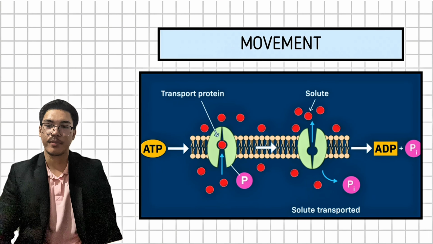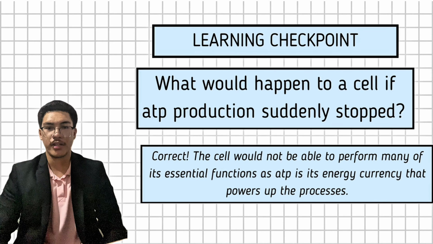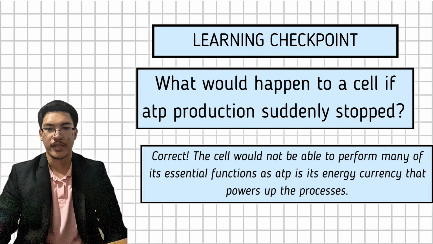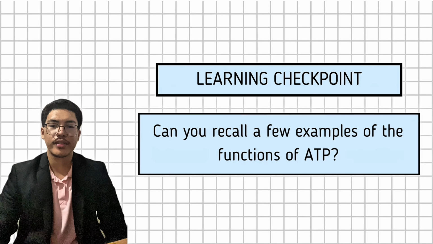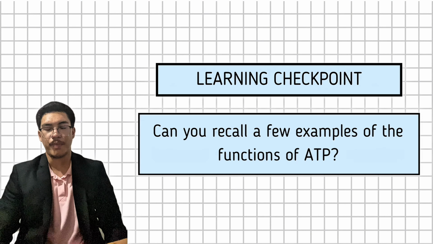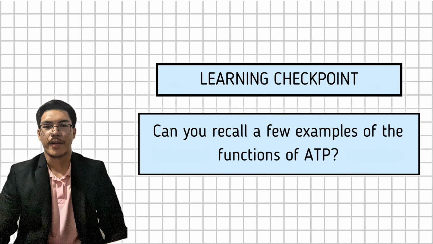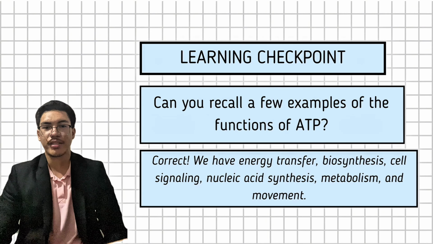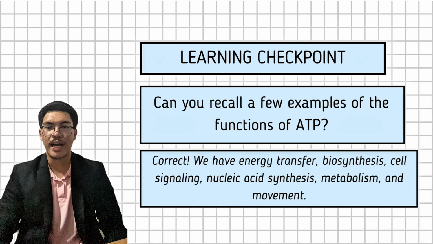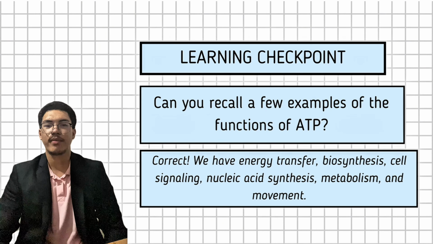Well, learning checkpoint for everybody. What would happen to a cell if ATP production suddenly stopped? Correct. The cell would not be able to perform many of its essential functions, as ATP is its energy currency that powers up the processes. Now, can you recall a few examples of functions of ATP? Correct. We have energy transfer, biosynthesis, cell signaling, nucleic acid synthesis, metabolism, and movement.